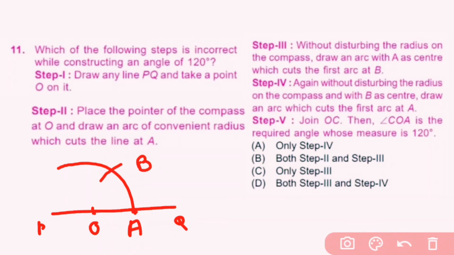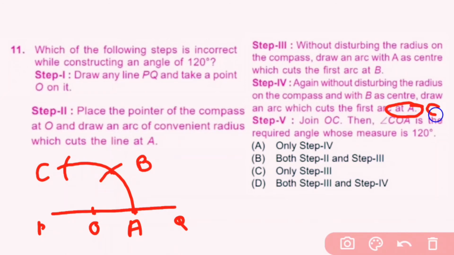Now step 4, again without disturbing the radius on a compass, with B as a center, draw an arc which cuts the first arc at C. So again we put the compass at point B, and here with same radius we need to draw an arc on this previous arc at point C, but here it is given at point A. This is wrong. Here should be at point C.